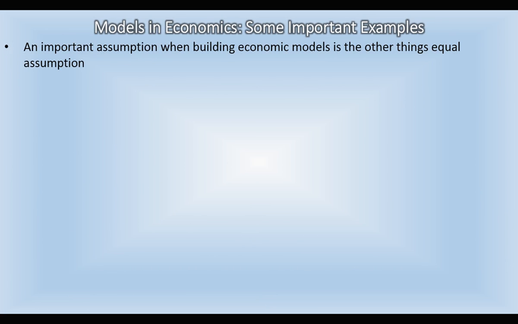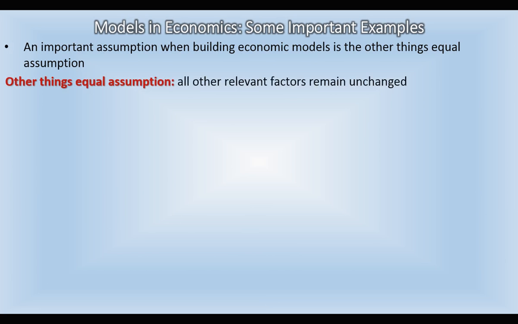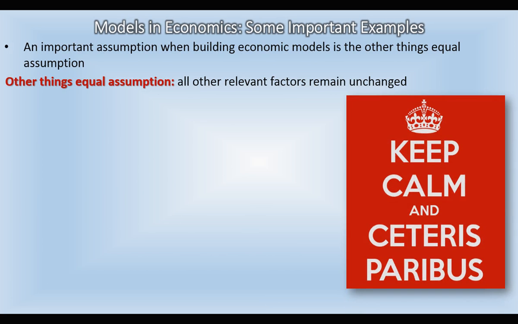All right. So an important assumption when building economic models is that other things are equal. This is the assumption that you are holding things constant. The other-things-equal assumption, formally defined, means that all other relevant factors remain unchanged. In Latin, it's called ceteris paribus. It's just a Latin way of saying holding all else constant.